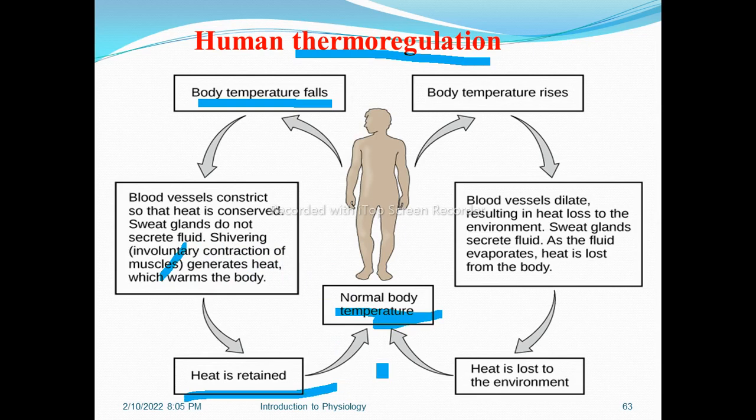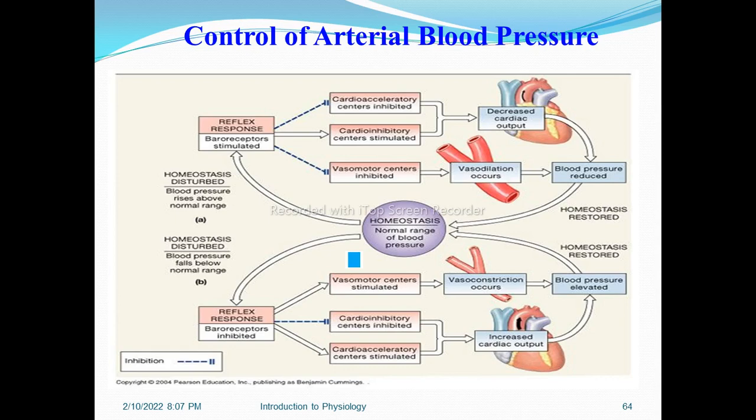So heat is retained. But if our body temperature rises, the blood vessels will be dilated, resulting in heat loss to the environment. Sweat glands will secrete fluid, that means sweating also. As the fluid evaporates, heat is lost from the body. So heat is lost to the environment, and normal body temperature will be restored. This is known as temperature regulation.